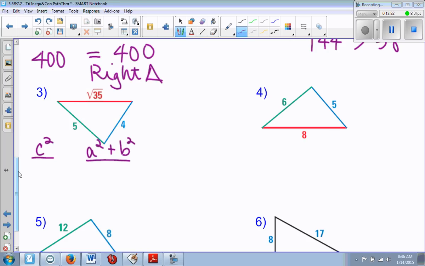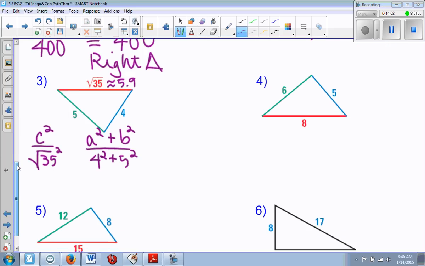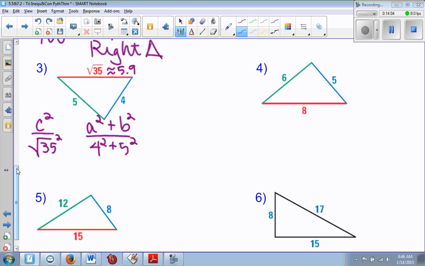Notice that we have this square root thing up there. How am I supposed to determine which side is the longest one? Well, if I plug the square root of 35 into the calculator, it's going to tell me that the value is about 5.9. So if I'm trying to figure out which one is the longest side, obviously the square root of 35 is going to be the longest side. So I'm going to square that value as c squared, 4 squared and 5 squared as a and b, and we're again going to compare the values.